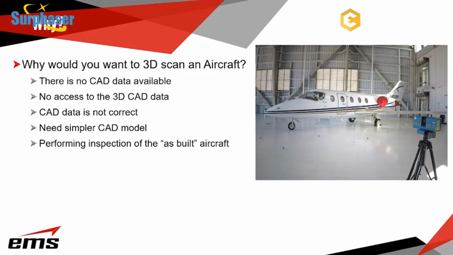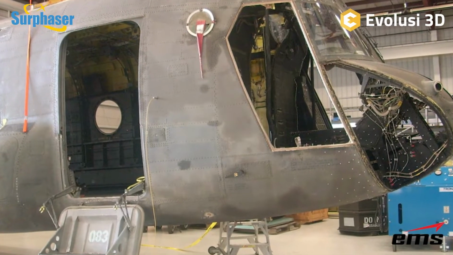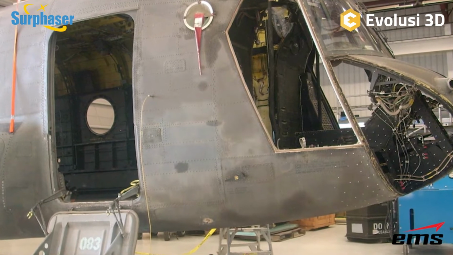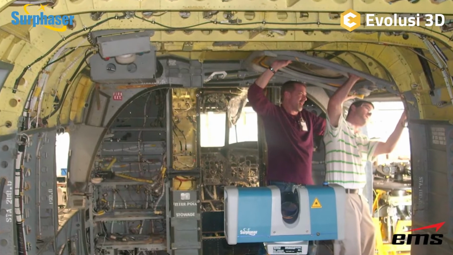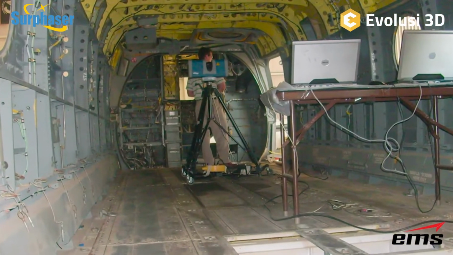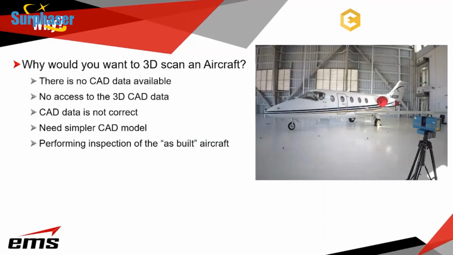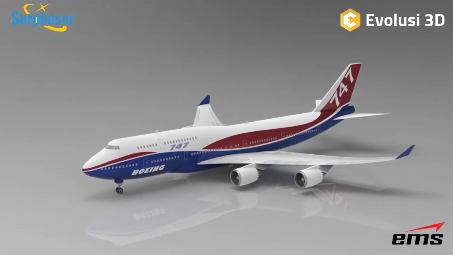And there's a few common reasons that this is done. One of the most common is there is no CAD, no 3D data available. And that's usually because of the age of the aircraft. When it was designed and manufactured, they just didn't use CAD back then. They either didn't have it or just didn't use it. Or another common one is you don't have access to the CAD. So there may be CAD available, but you just do not have access to it.